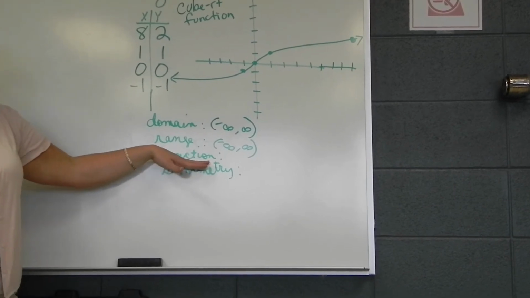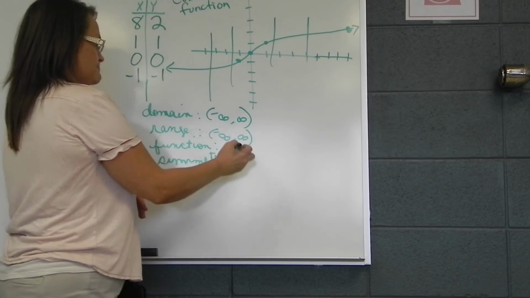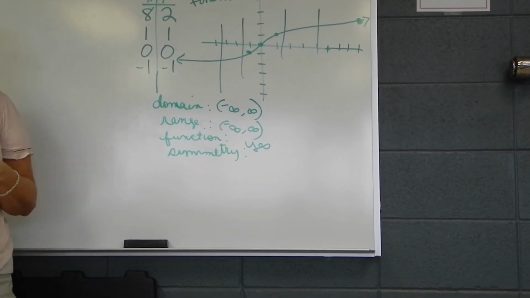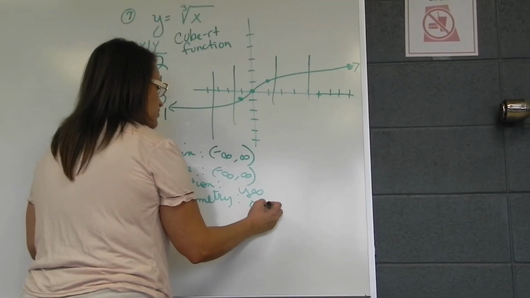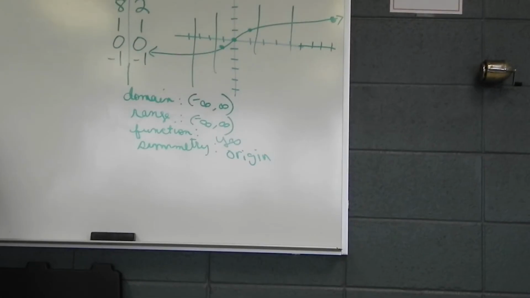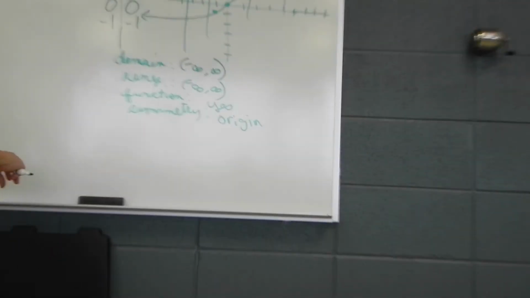Is it a function? It is. Vertical line only hits this graph one time. And what about symmetry? It does have origin symmetry. You could rotate this around 180 degrees and it would look like the exact same picture. All right, number 8.